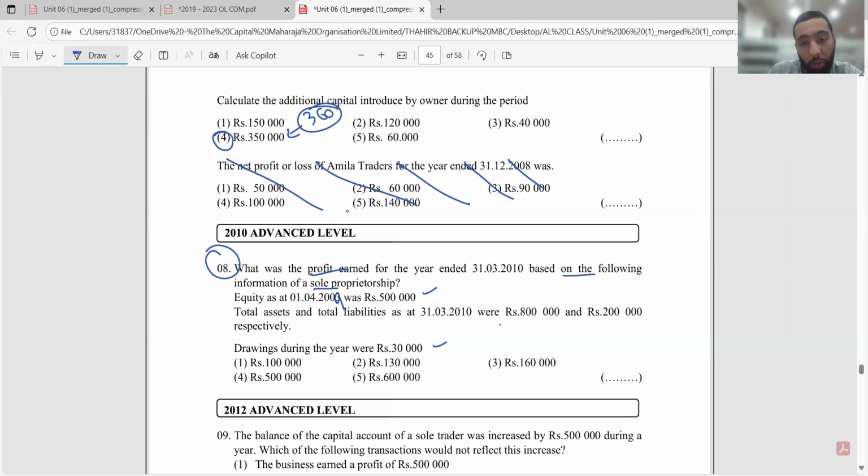Which formula? Formula number 1, which we used. So closing equity is how much? It is 600. How much is the opening equity? It is 500. How did I get this 600? It's the difference between these two. And then what you do? You add the drawings. Can you remember? You did this in the first formula. How much is it? 130. Answer number 2. Did you all understand? Very simple. Drawings they have given 30,000. Did you all understand? Ziana, Ashini?